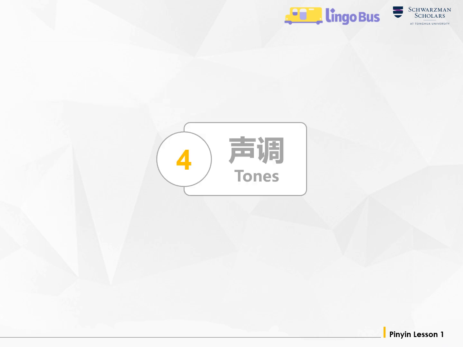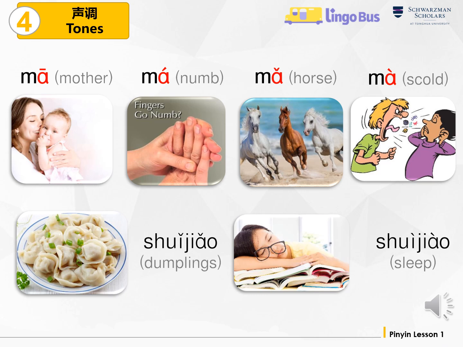Next are the tones. You all know Chinese is a tonal language. Every Chinese syllable has a tone. Each tone has the function of distinguishing meaning. If you can't pronounce a tone correctly, you will express different meanings. Here are some examples. Ma with a first tone means mother. Ma with a second tone means numb. Ma with a third tone means horse. And ma with a fourth tone means to scold. Another example is shuǐjiǎo, which means dumplings, and shuìjiào, which means sleep. You can see how important the tones are.